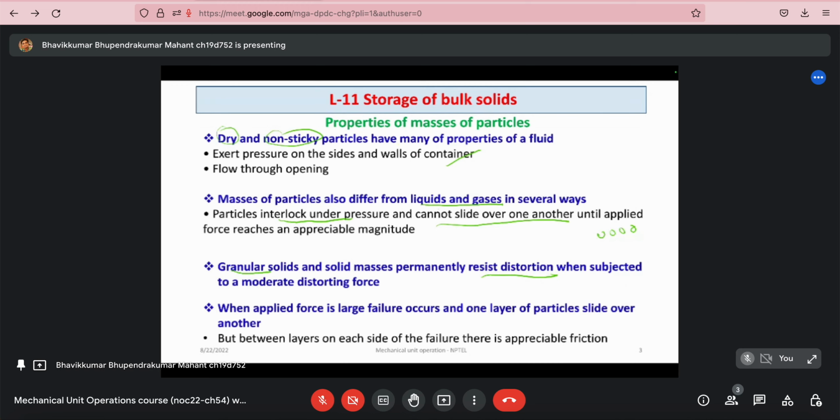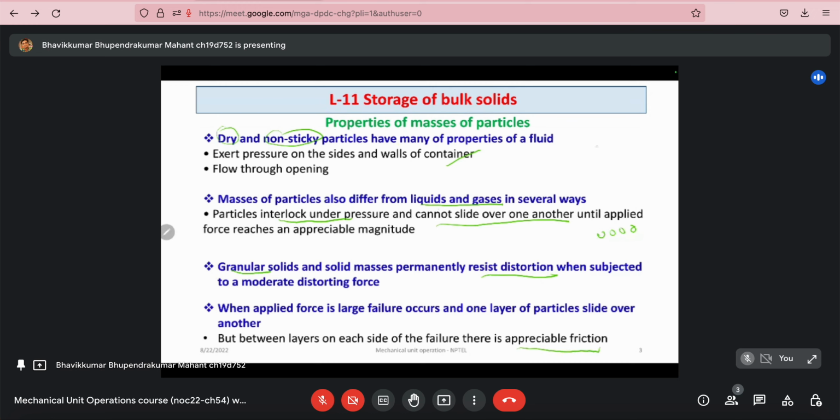distortion. Why am I going for the theoretical? Because it is required to understand some of the assignment questions. When applied force is large, failure occurs and one layer of particles slides over another, but between the layers on each side of the failure there is appreciable friction.